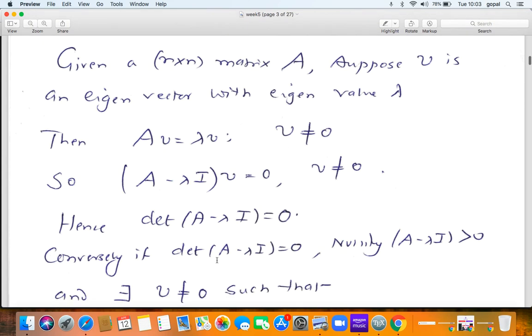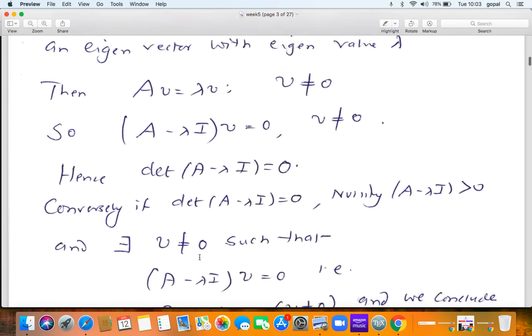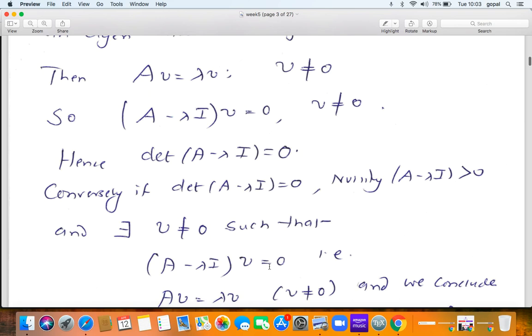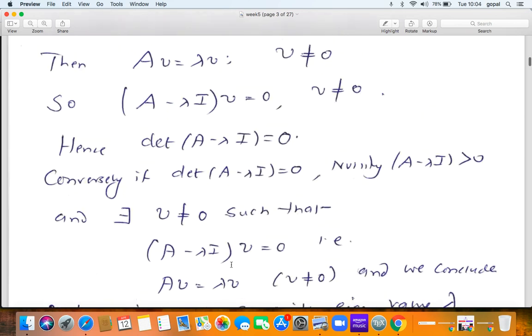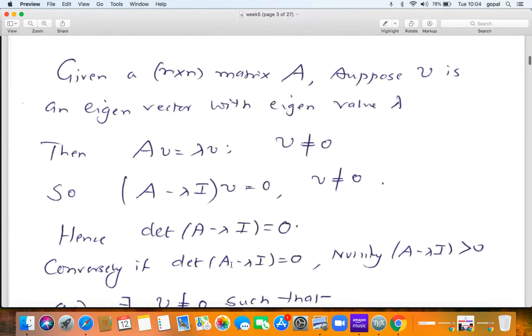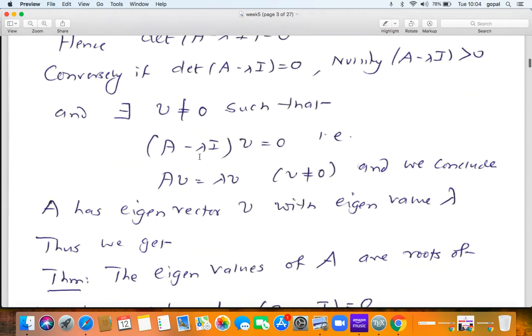Conversely, suppose the determinant of A minus lambda I is 0. Then the nullity of A minus lambda I is positive. That means there's a non-zero vector v such that (A minus lambda I)v is 0. That means Av equals lambda v with v not equal to 0, and lambda is an eigenvalue corresponding to the eigenvector v. So we have seen it both ways. Lambda is an eigenvalue of A if and only if the determinant of A minus lambda I is 0.